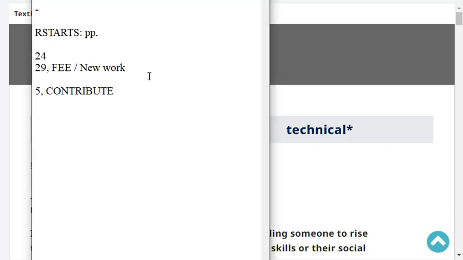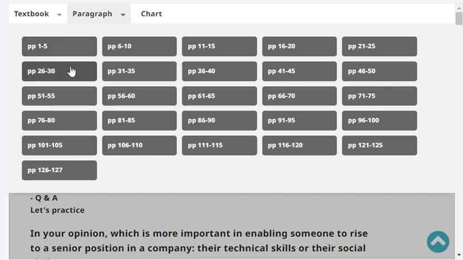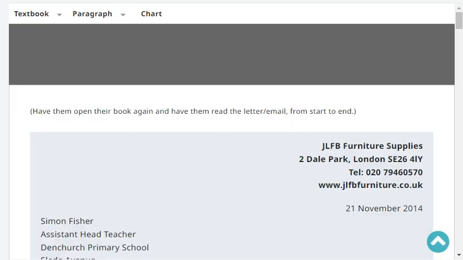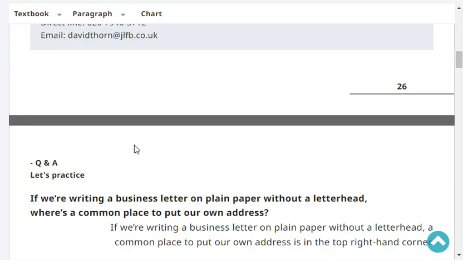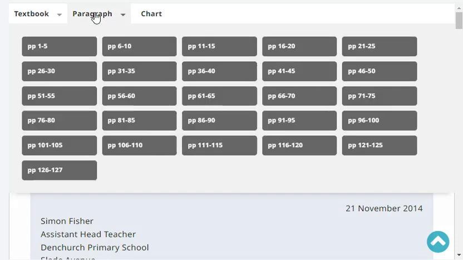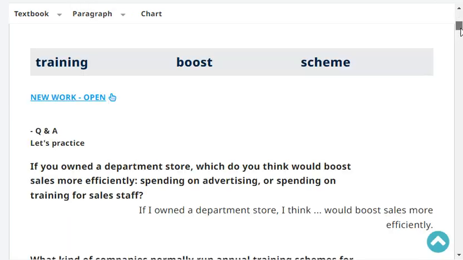Ended up at page 29. Okay, page 29, and the last head word was "free", new word, type of lesson. Okay, so let's start with revision. Let me just scroll down. Okay, here we go.